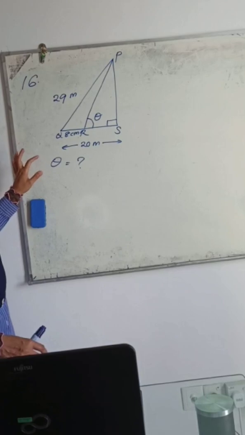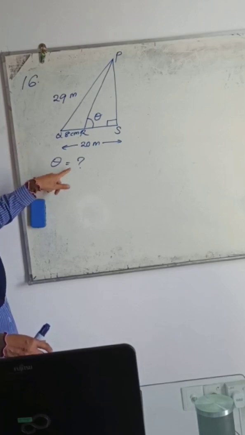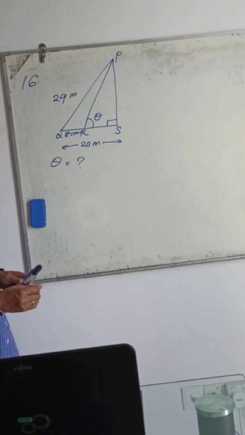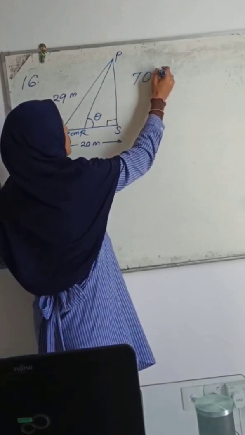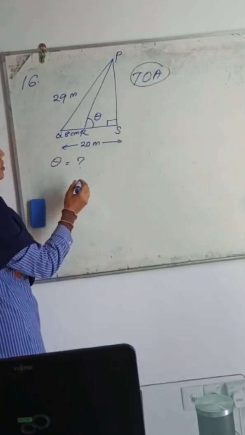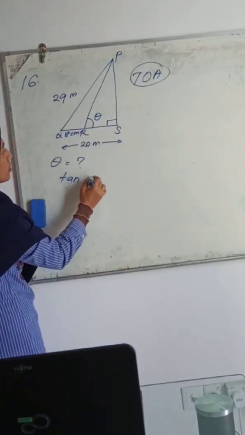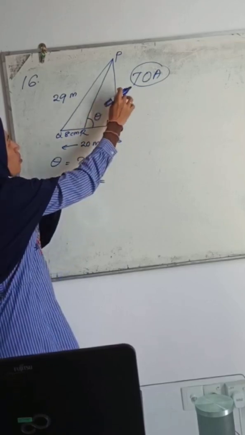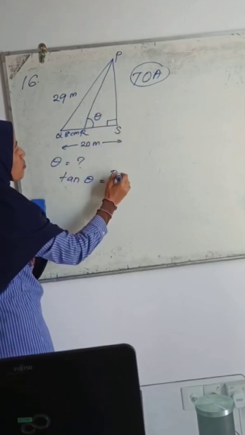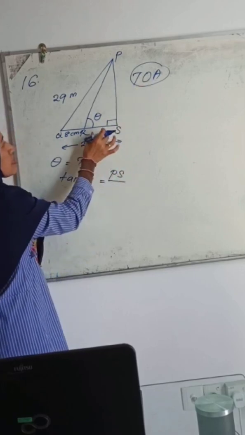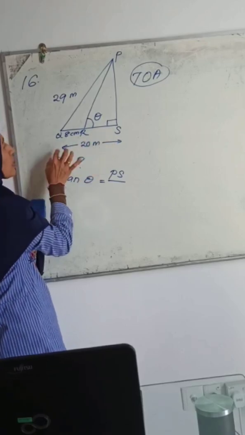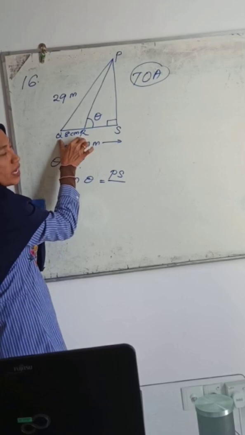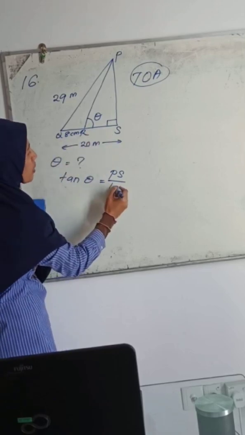Okay, this is the last one, number 16. The question asks you to find the value of theta. To find the value of theta, we can use tangent. So tangent theta is equal to opposite over adjacent. Opposite is PS, adjacent is RS. RS we can find from the diagram. QS is 20, QR is 8, so RS is equal to 12.